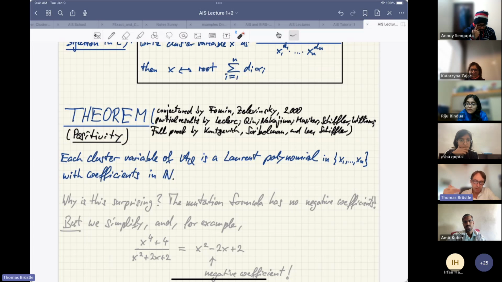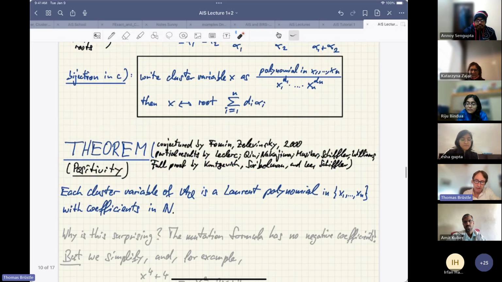People started interpreting the coefficients that appear in these polynomials as counting things. In Musiker, Schiffler, Williams, this is cluster algebras coming from surfaces, they were counting curves between two points going in different directions, and they were counting partitions of certain combinatorial objects that they associated. So they count stuff. As soon as you count things, then these are positive numbers. But it was very complicated to establish this result.